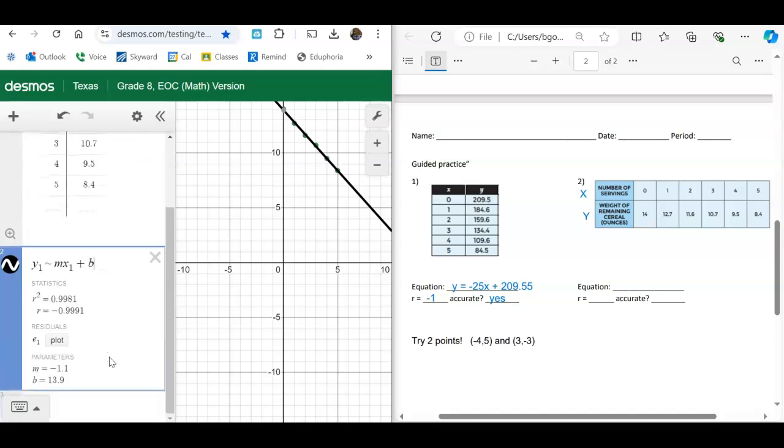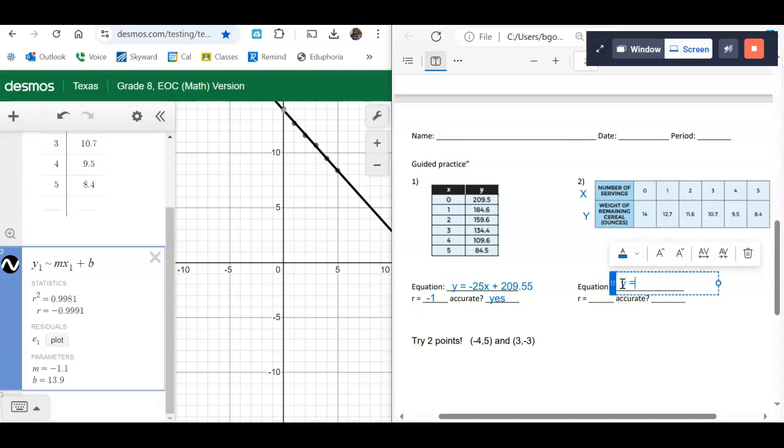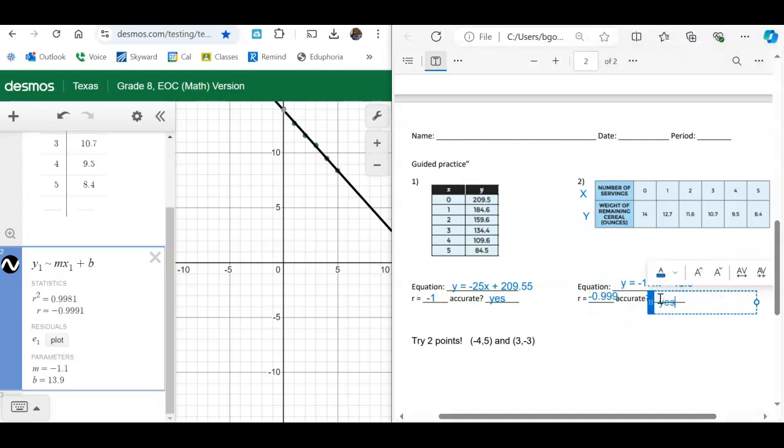And do you see on the graph, like it actually looks like it goes through most of the points pretty well? That's a good regression. And now I can write my equation. Y equals negative 1.1 x plus 13.9. My R value is negative 0.999. That's pretty close to negative 1, so that is yes, accurate. Cool.